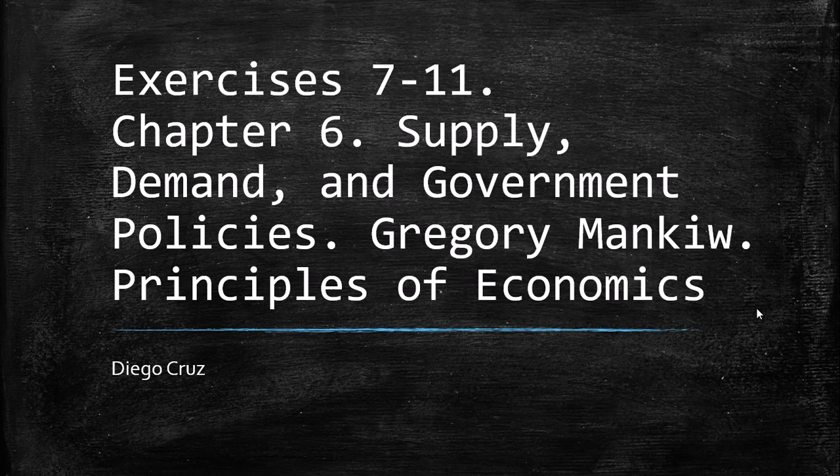Hi everyone, in this video we're going to solve the exercises from 7 to 11 of chapter 6, Supply, Demand and Government Policies. This is a book of Gregory Mankiw, Principles of Economics.